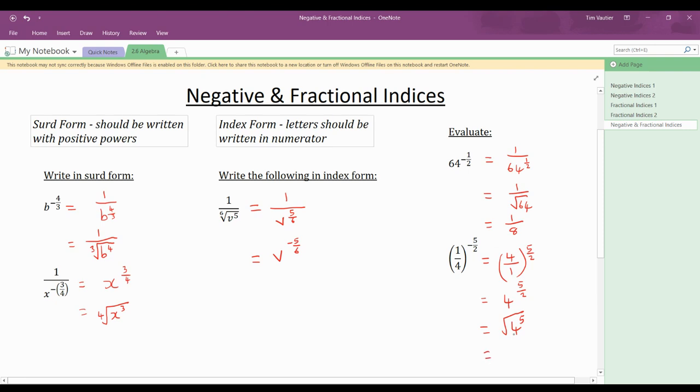Now I could do 4 to the power of 5 and then square root. It's going to be easier to square root the 4 first. The square root of 4 is 2, which I'm still going to apply the power of 5 to. 2 to the power of 5, 2 times 2 is 4, times 2 is 8, times 2 is 16, times 2 is 32.